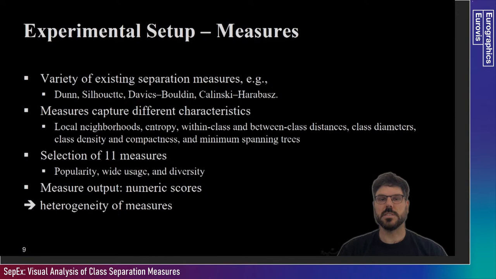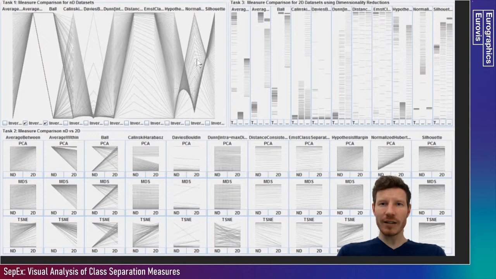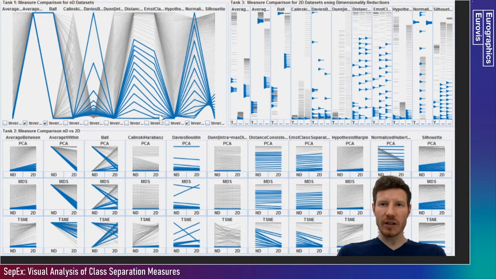Our overall goal is to facilitate the comparison between multiple separation measures and multiple datasets. We further break down this goal into three tasks: comparing multiple measures for multiple multivariate datasets, assessing the consistency between multivariate and 2D datasets, and comparing the measures for different dimensionality reduction methods. The overall system looks as follows. We provide one interface for each task. Task 1 can be seen on the upper left, task 2 is at the bottom, and task 3 is on the upper right.